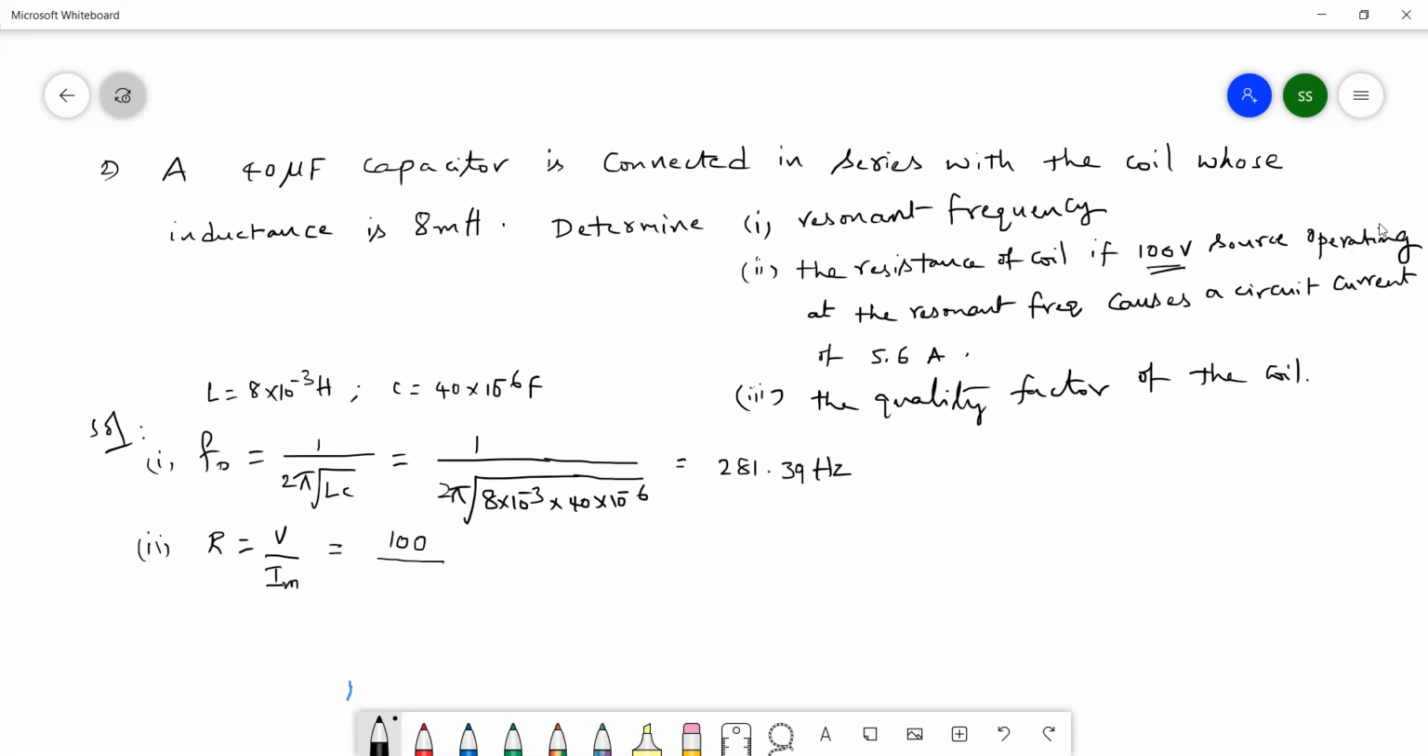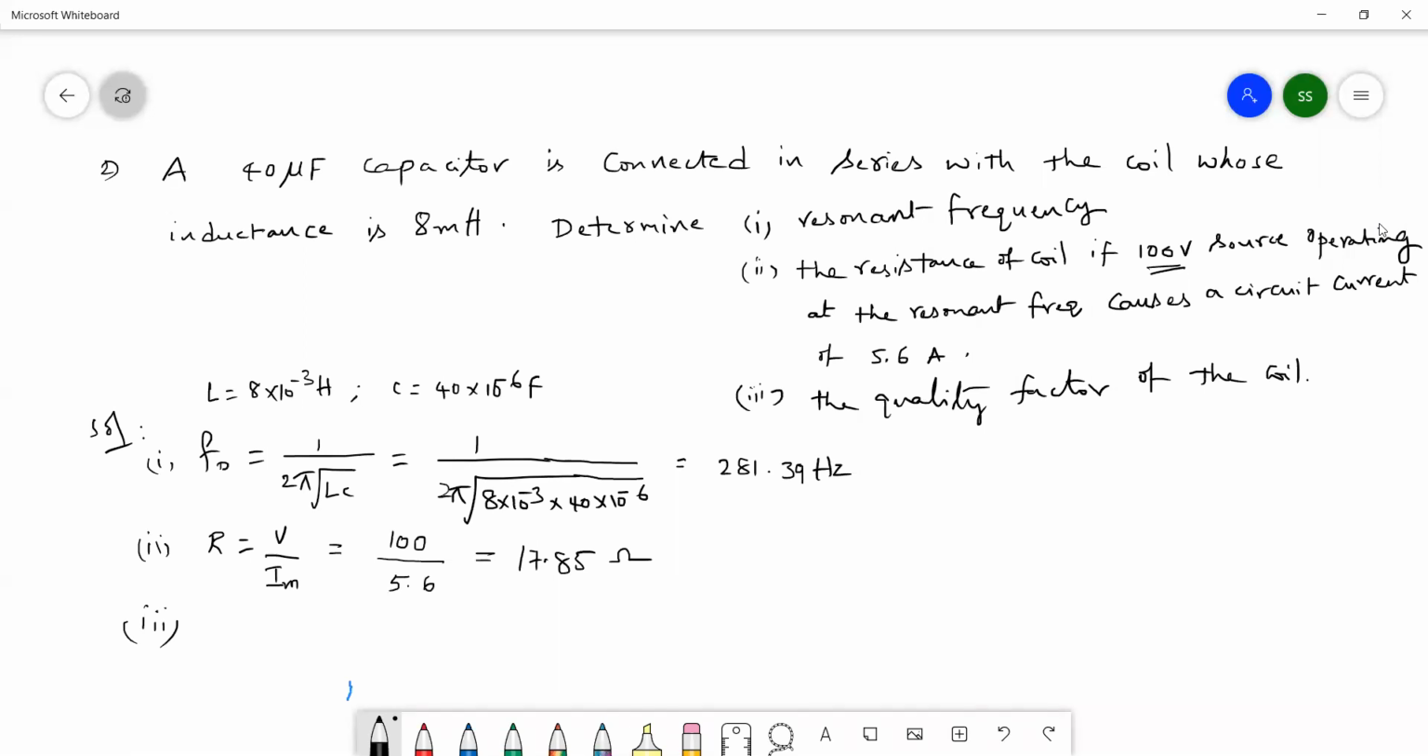See here in the second bit, the resistance of the coil. If a 100 volts source is operating, the given voltage is 100 and causes a current of how much? 5.6. So that is 100 by 5.6. Now how much is the value of resistance? Sir, 17.85. Good, very good. What are the units for resistance? Ohms.